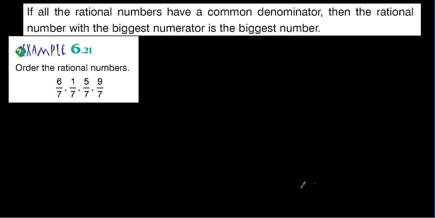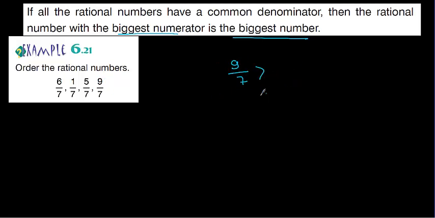When the numerators are the same, when the denominators are the same, when none of them is the same, we are going to try to compare. The property is written at the upper part. If the rational numbers have a common denominator, then the rational number with the biggest numerator is the biggest number. So which one has the biggest numerator? 9 over 7. So 9 over 7 is the biggest one.